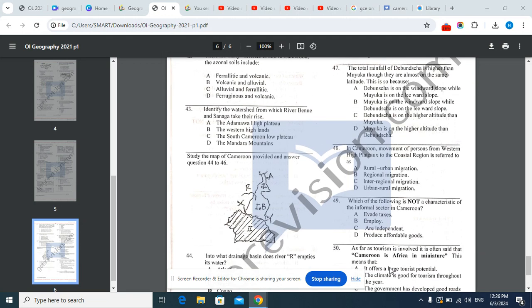Question 49. Which of the following is not a characteristic of the informal sector in Cameroon? The answer is A.